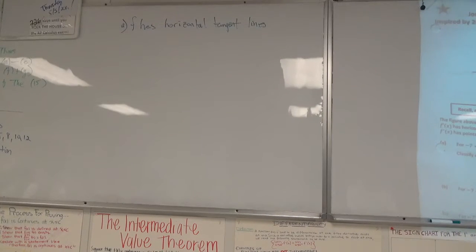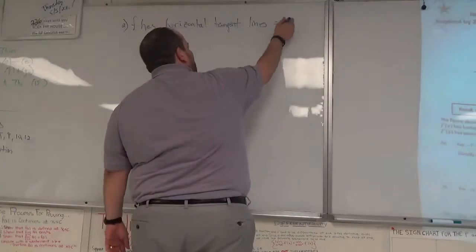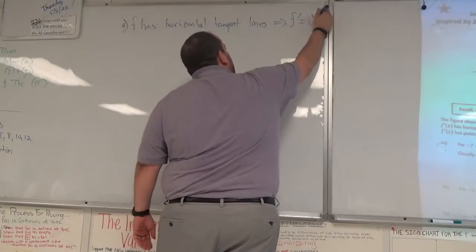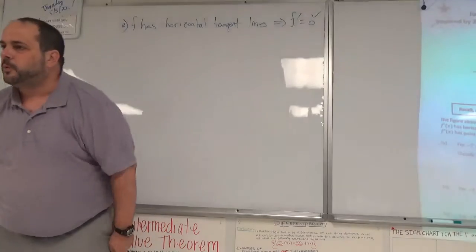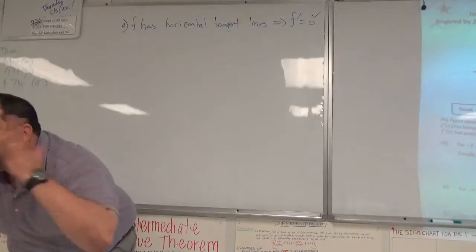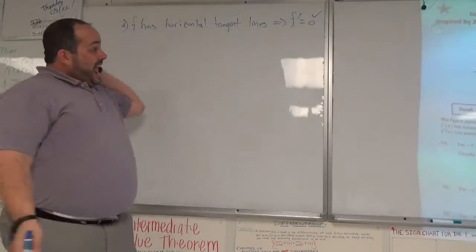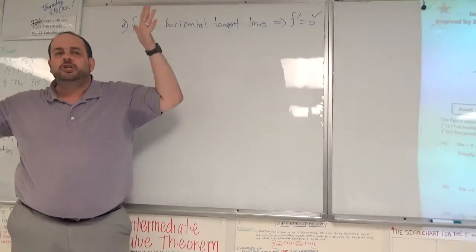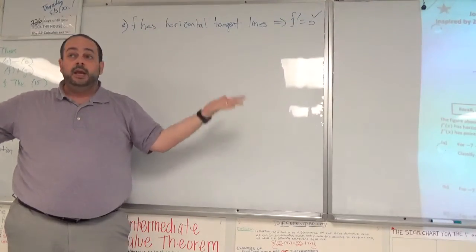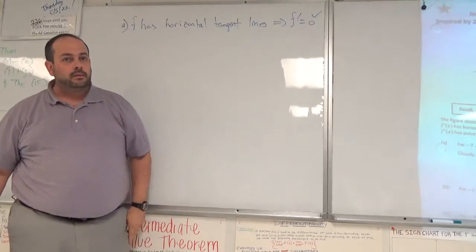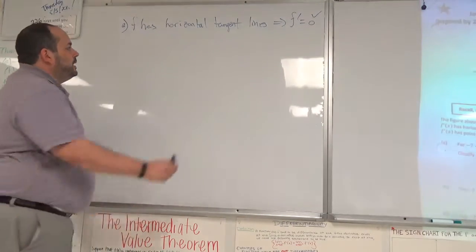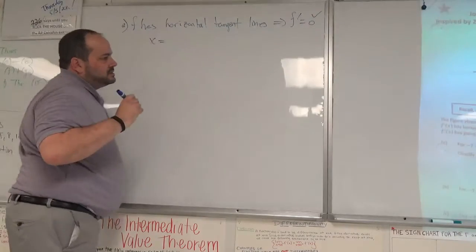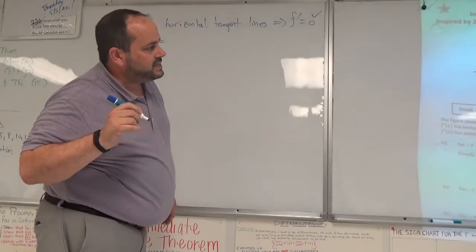Ramveer, what do you know? F prime equals 0. I will tell you right now, Jose, I hope you believe me: as soon as you write that, I get to give you the first point. For real! F prime is equal to 0 is where the horizontal tangent lines are. You get the first point. Now here comes the second point. Where are they? X equals -1.